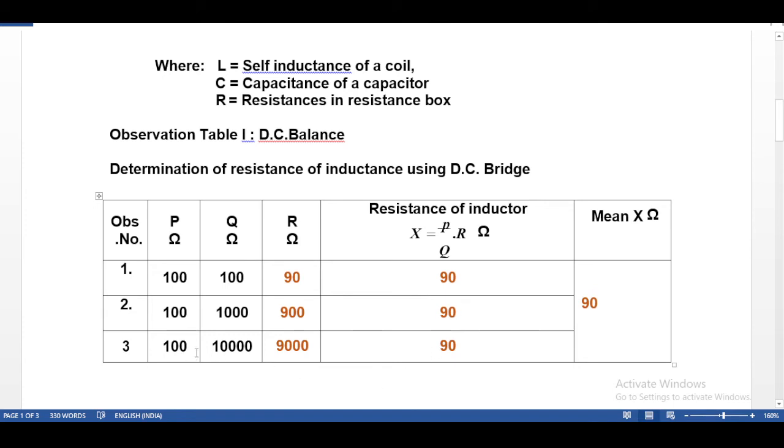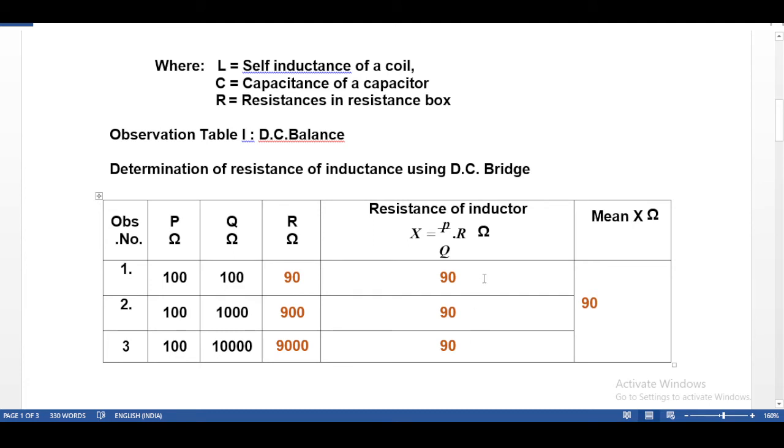Similarly, we try for the third pair, that is P remains the same 100 ohm, Q is 10,000 ohm, and we should vary R for zero deflection. It comes out to be 9,000, and by again applying this formula, the result is 90.